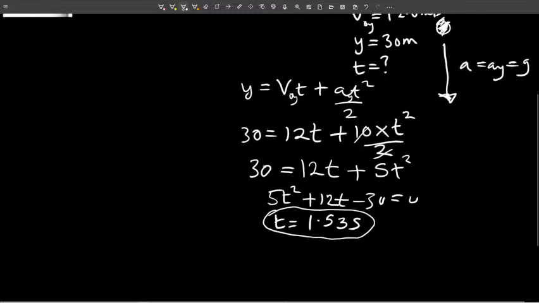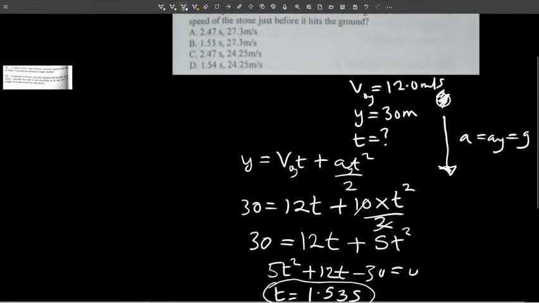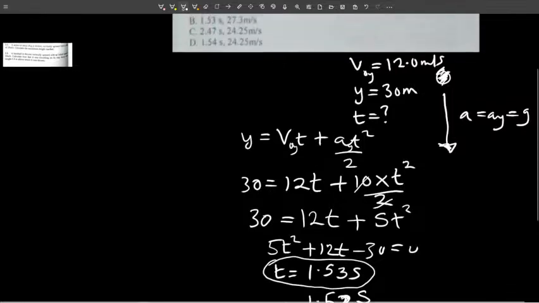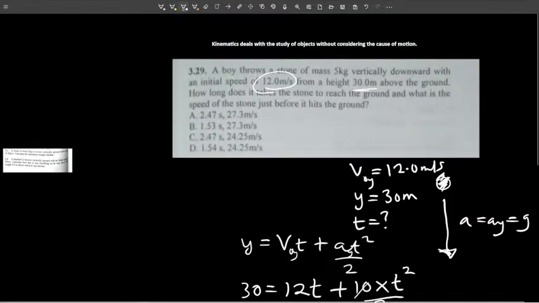Let me check that again. 1.527, okay, this is seconds. So 1.53. You can see we have 1.54, so you have to be very careful. The answer is 1.53. Okay, it says find the velocity, or speed, just before the stone hits the ground.